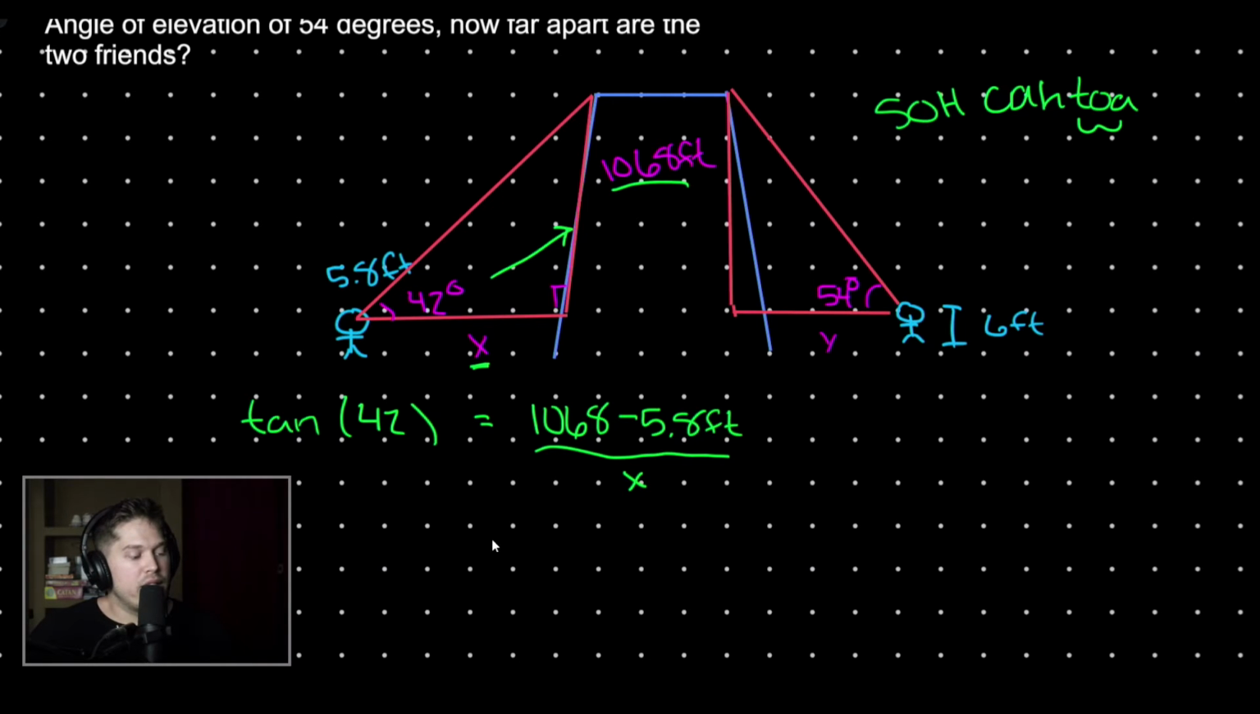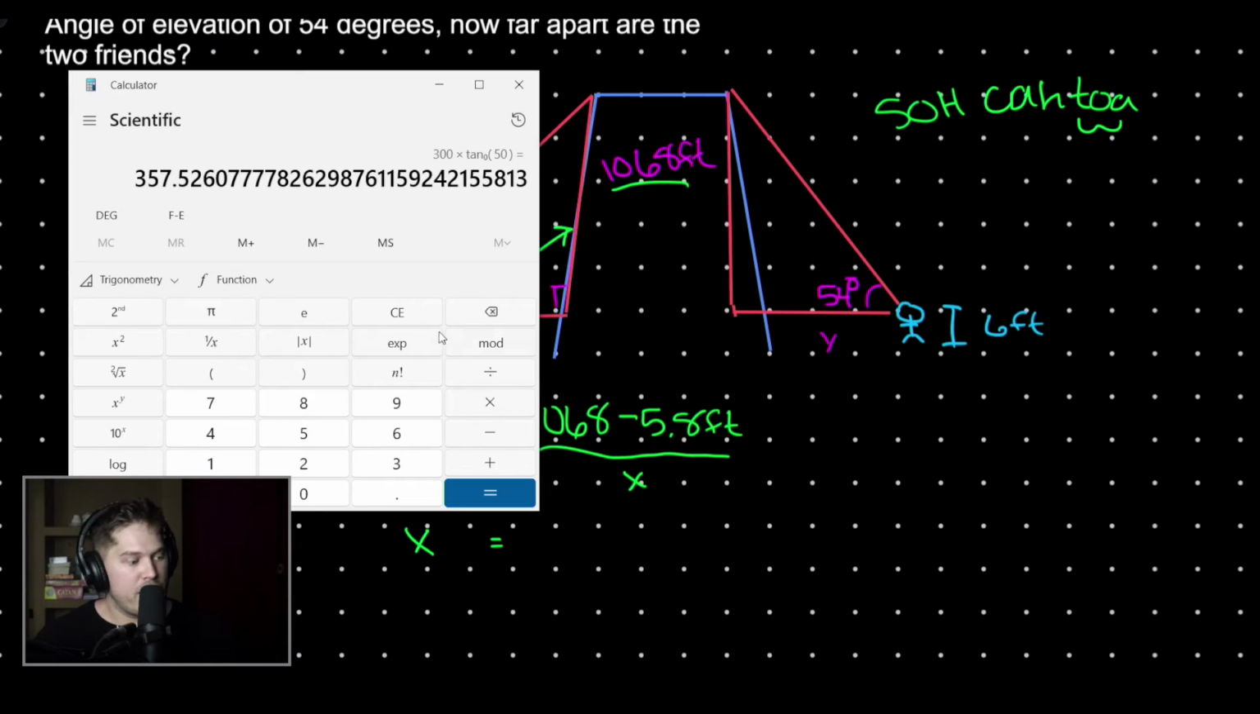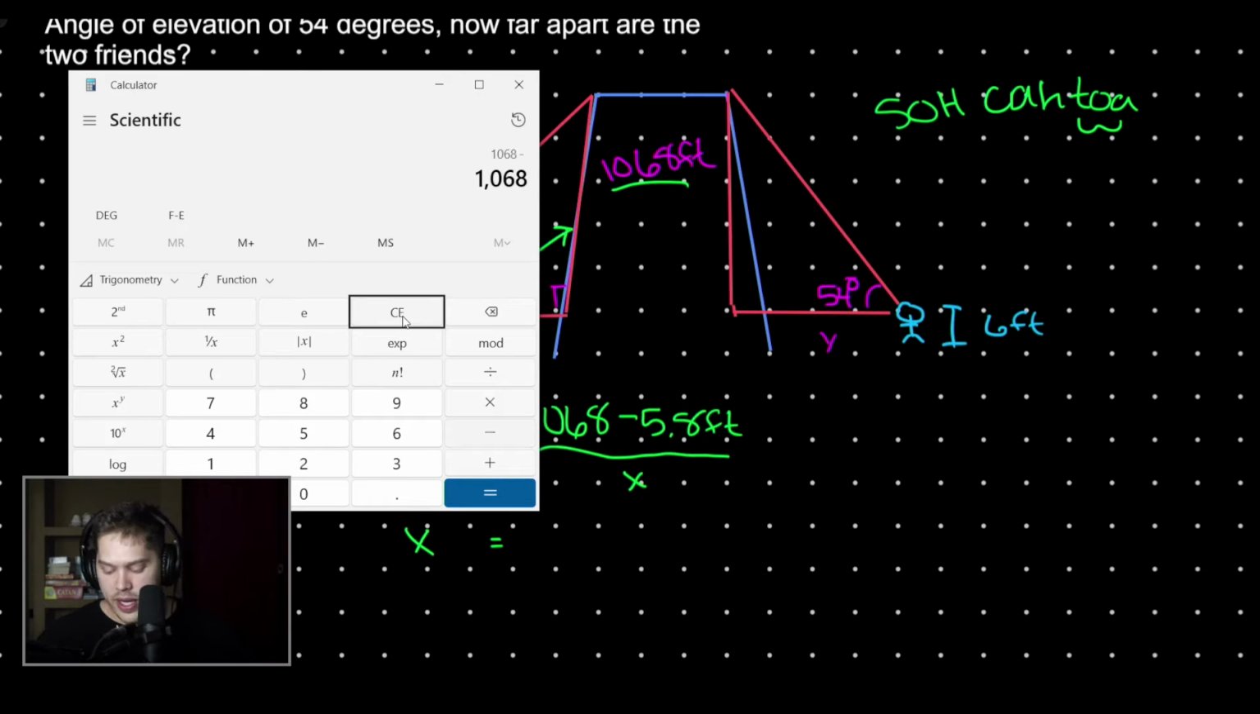So whenever we solve for x, we can multiply both sides by x, then divide by tangent of 42 degrees to see that our unknown distance from the base of the tower is x equals 1068 minus 5.8. Here we can pull up our calculator, just so we make sure we don't do any mental math incorrectly. 1068 minus 5.8 is 1062.2.